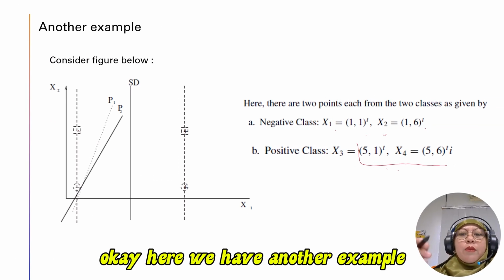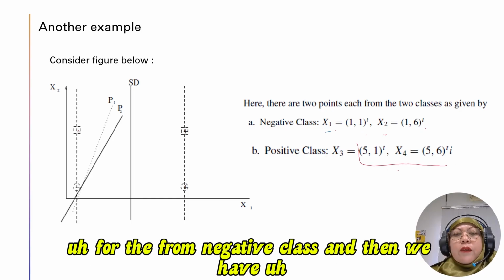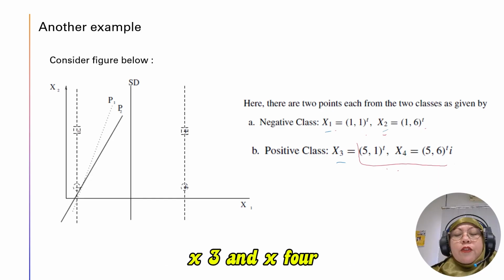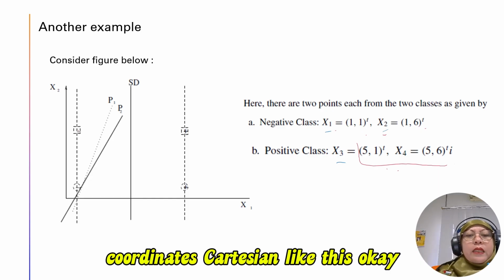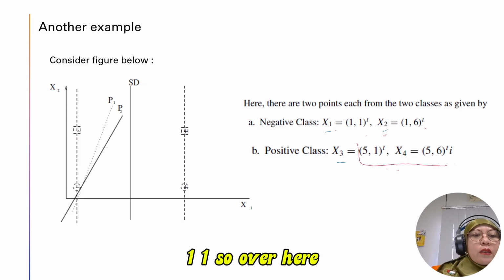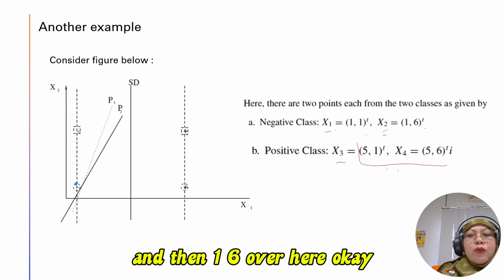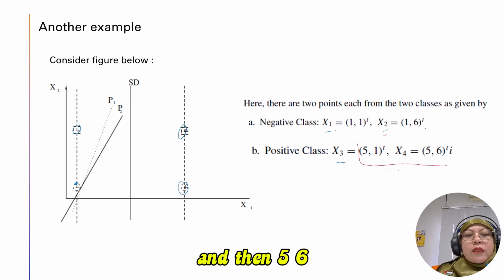Here we have another example. Let's say we have two classes again: x1 from the negative class, and x3 and x4 from the positive class. Now if we visualize it in Cartesian coordinates like this, for instance x1 equals (1, 1), so over here, and then (1, 6) over here, and then (5, 1) over here, and then (5, 6).